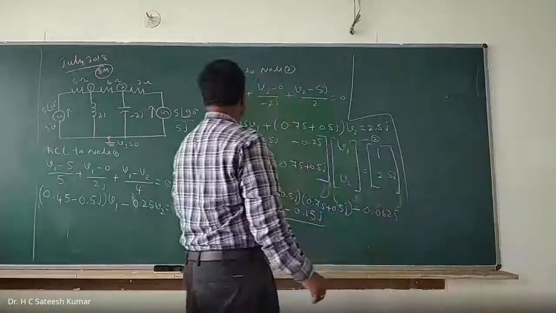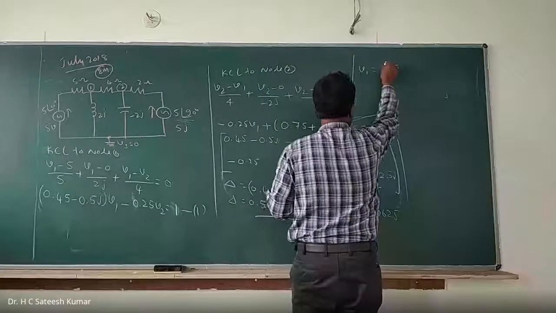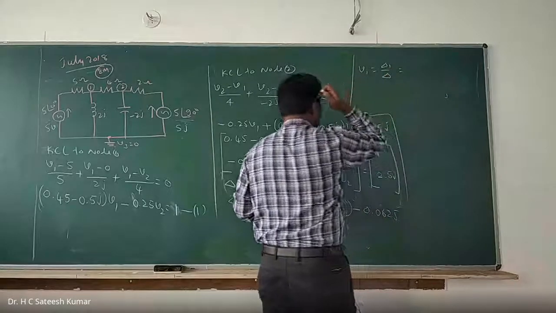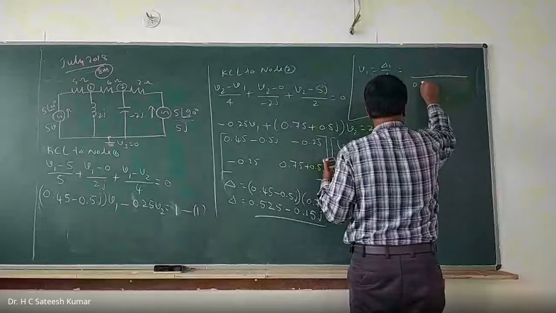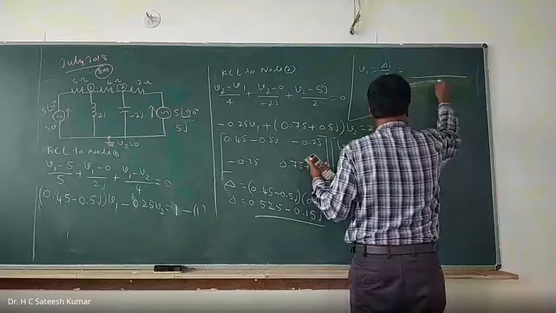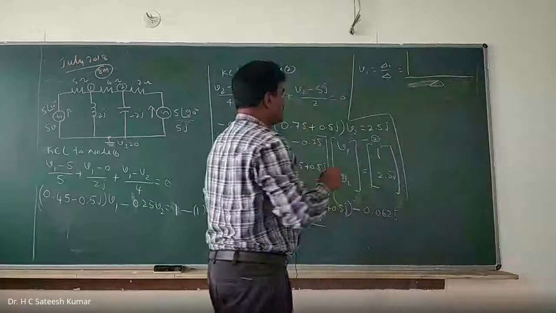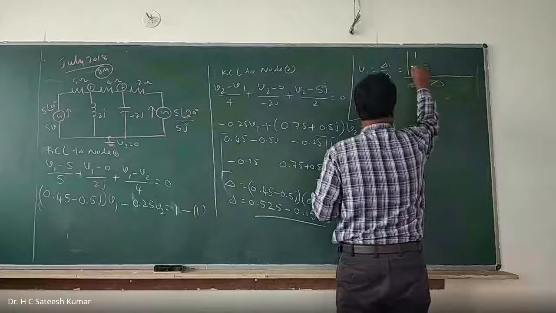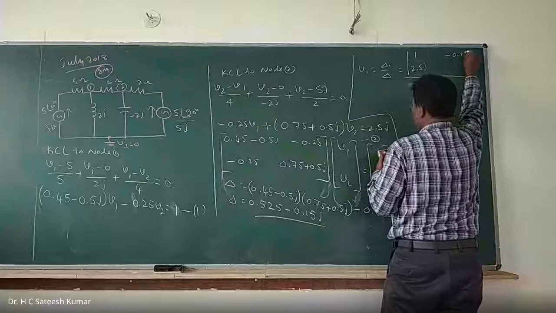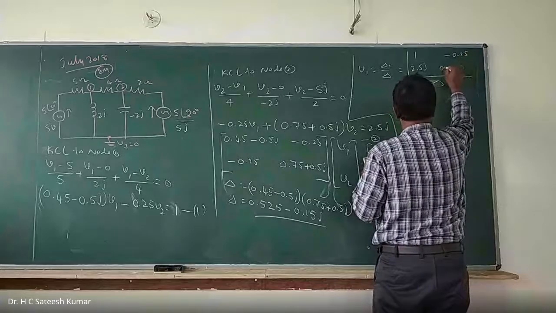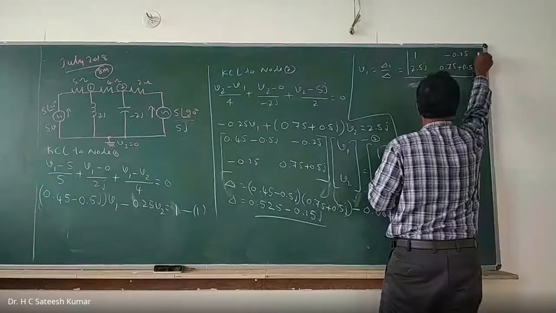Now what is asked? V1 and V2. V1 is equal to delta 1 by delta. Delta 1 is what? I'll write delta first, afterwards I can substitute it. Matrix: replace first column by the right hand side, 1, 2.5J, next to it minus 0.25, 0.75 plus 0.5J.